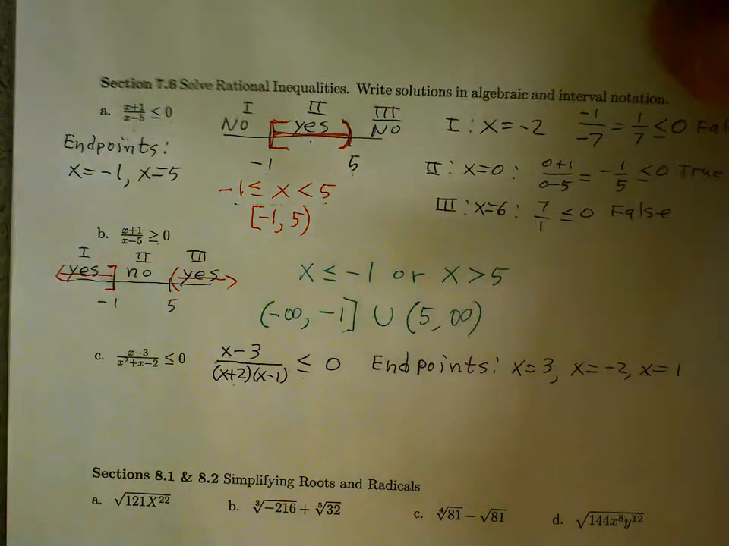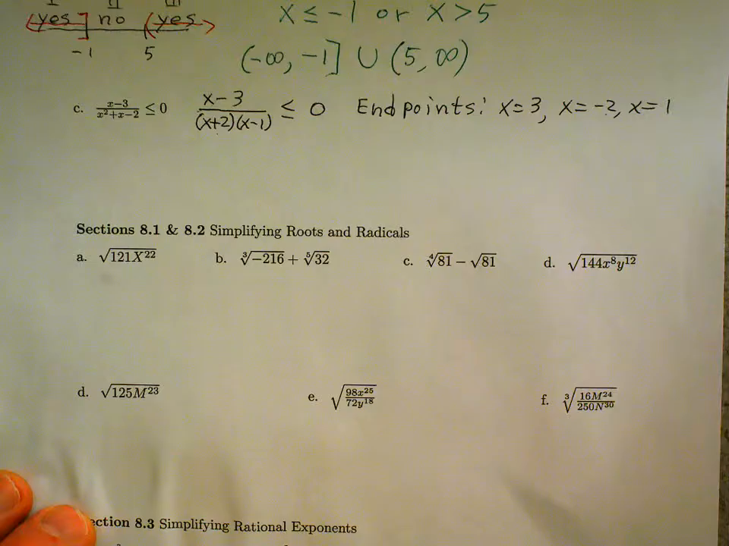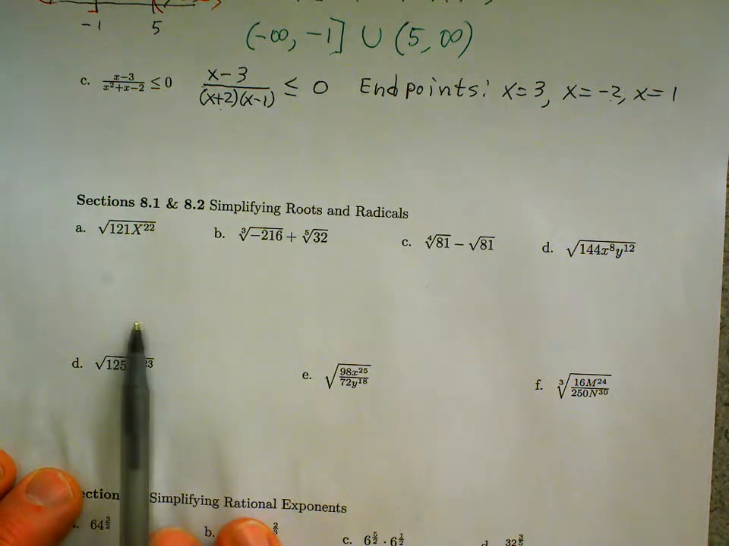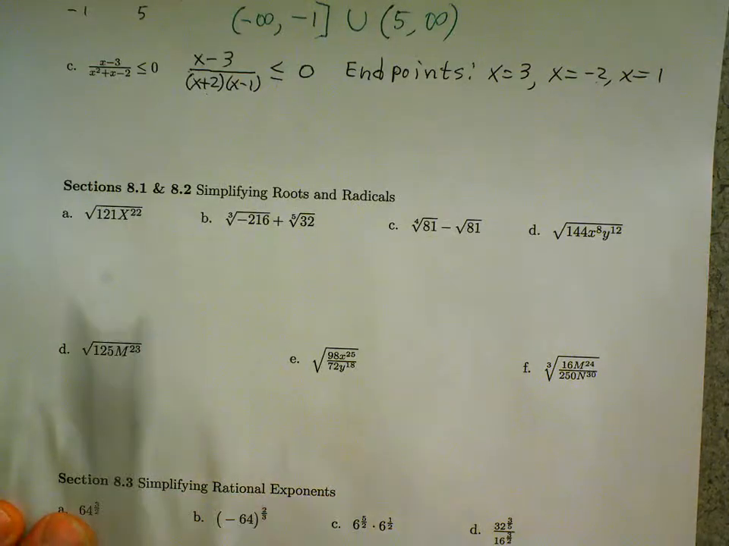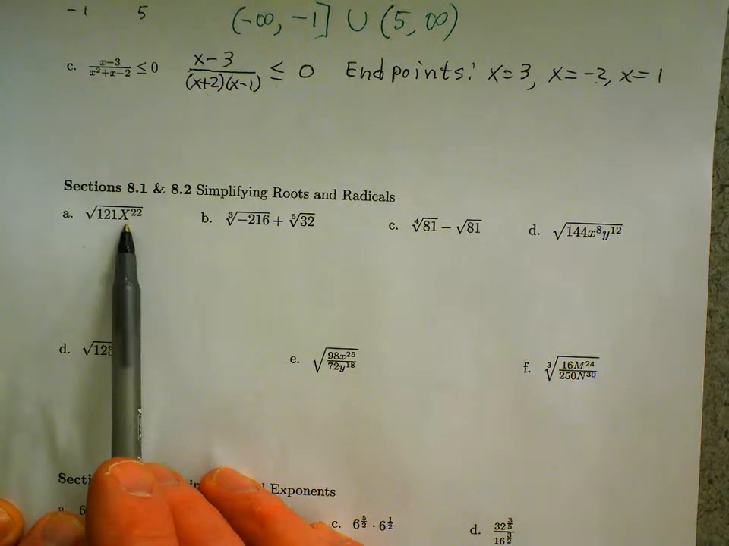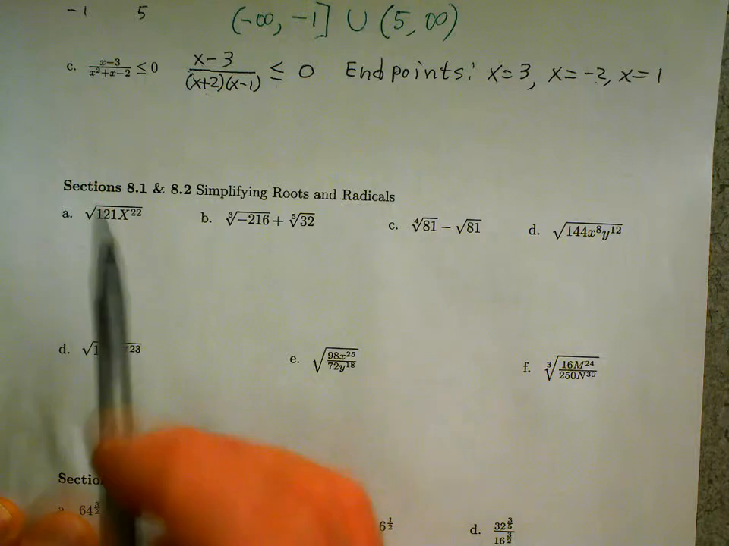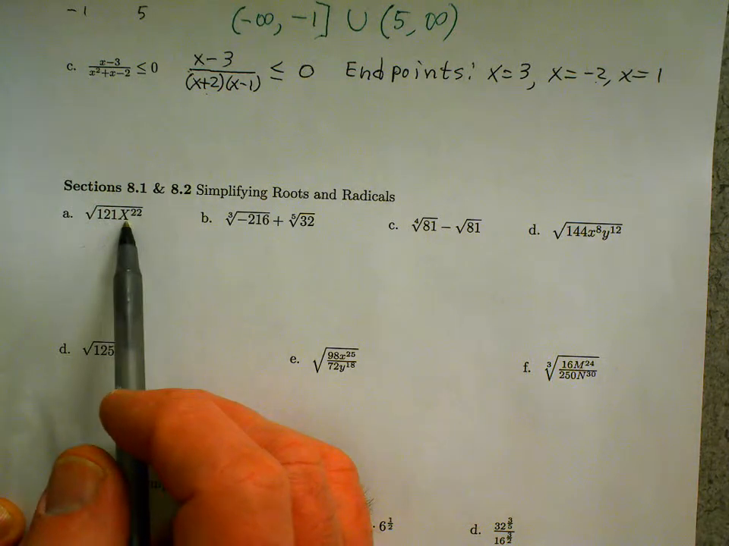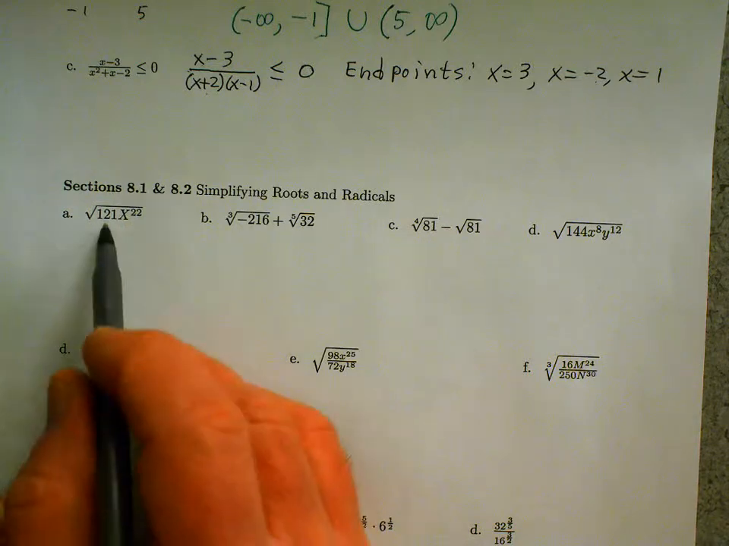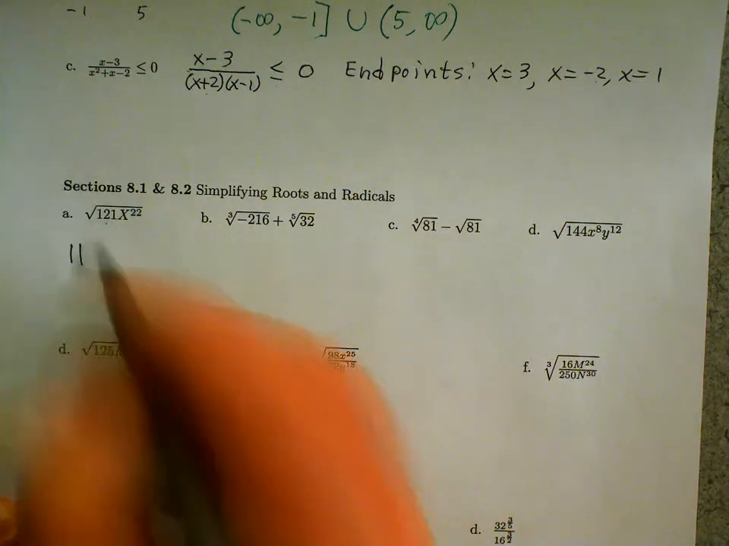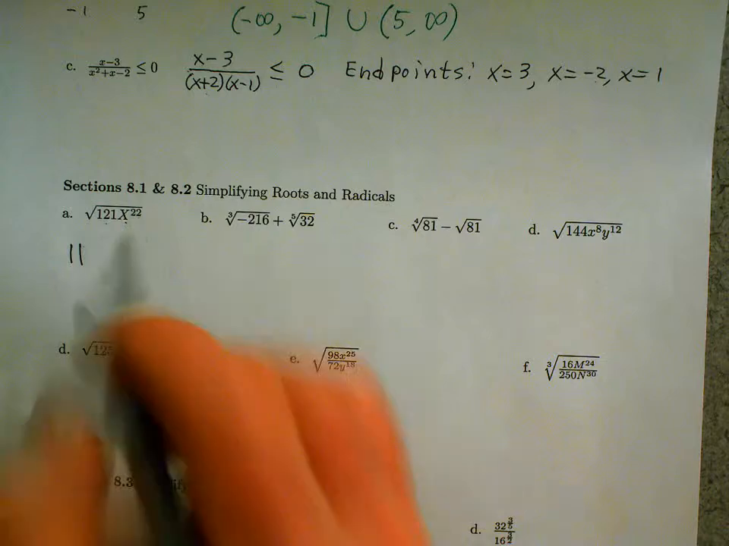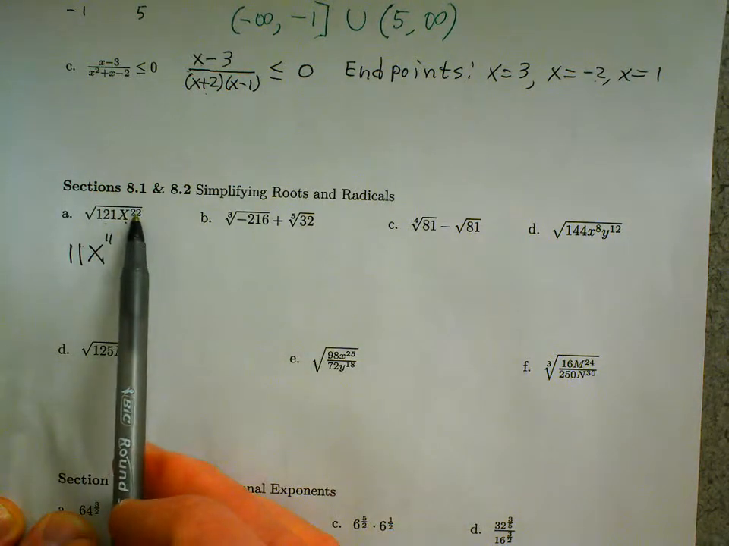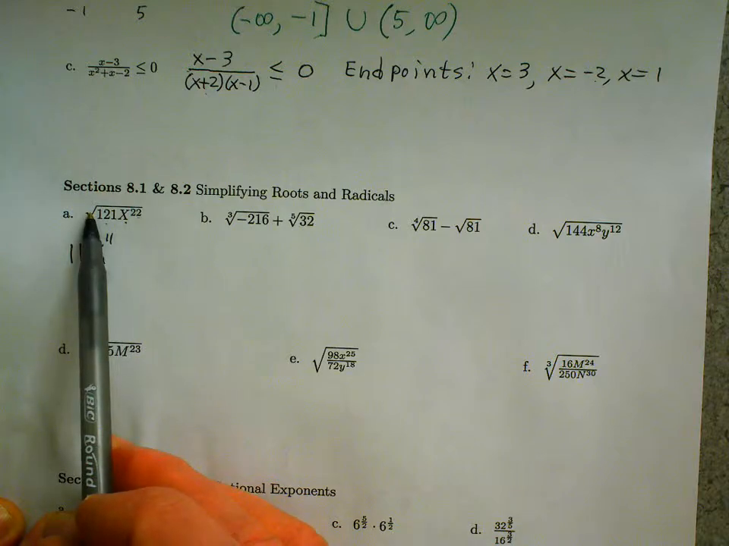Okay, let's move on to the next section, simplifying roots and radicals. So in part A, simplify the square root of 121 times x to the 22nd. We can simplify this directly because 121 is a perfect square, and so is x to the 22nd. The square root of 121 is 11, and the square root of x to the 22nd is x to the 11th, because the exponent 22 divided by the index 2 is 11.